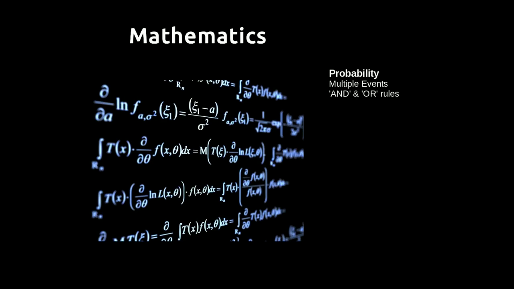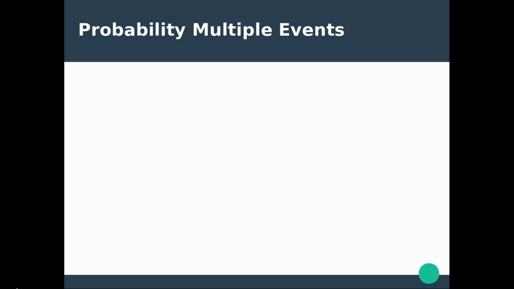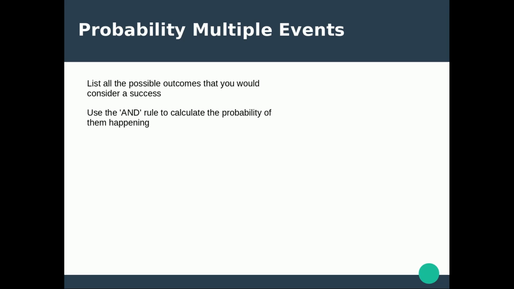In this video we're going to learn how to use probability to deal with multiple events, and we're going to do it with a mixture of using the and all rule and listing all the possible outcomes from a situation. So what is the process we go through when we're working out the probability of multiple events? Well, the first thing we do is we list the possible outcomes that we would consider a success. Then we use the and rule within each of those individual situations to work out the probability of one of those individual successes happening. And then we use the all rule to join all those separate probabilities together.